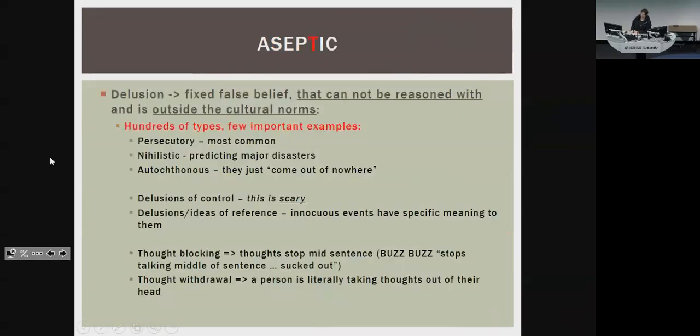So what's a delusion? A delusion is a fixed false belief that cannot be reasoned with and is outside the cultural norms. And the reason that there's the outside the cultural norms component is because we quite rightly don't want to drag religious people into this topic. That's just not fair. It's not what we're about. And there's hundreds of different types of delusions. I've just listed the most common ones here.